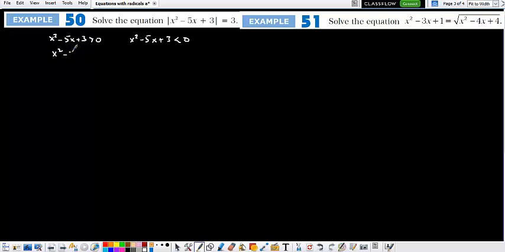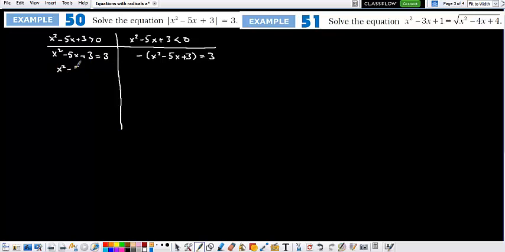So there are two cases here. x squared minus 5x plus 3 is equal to 3, or minus x squared minus 5x plus 3 is equal to 3. If you remember, this was the part of the table. In the first part, x squared minus 5x is going to be equal to this 3 and this 3. If we simplify, it's going to be equal to 0. Then it's x times x minus 5, which is equal to 0. x1 is equal to 0, and x2 is equal to 5.